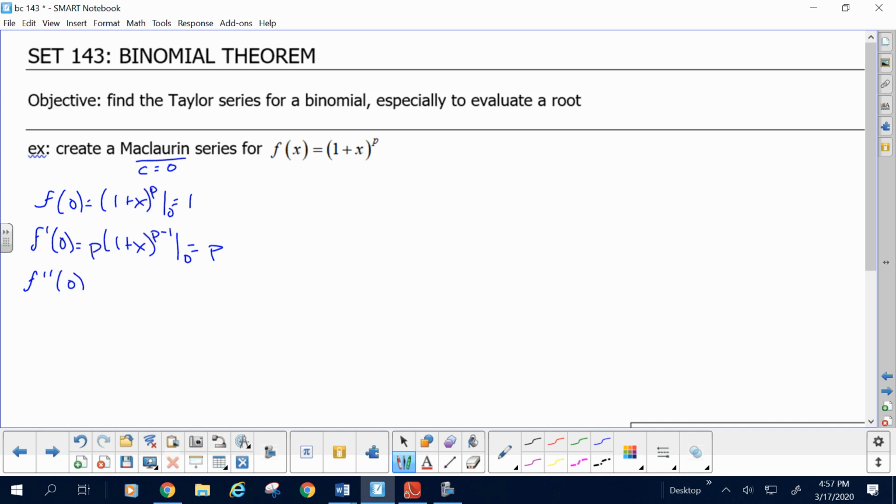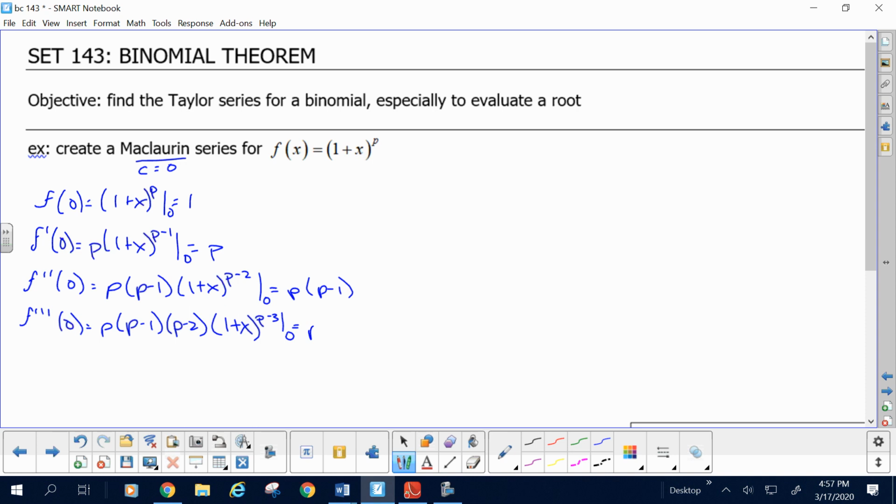F double at 0 is p times p minus 1 comes down, and the power drops to p minus 2 at 0, which is p times p minus 1. And F triple, I think, will be enough. P times p minus 1 times p minus 2, 1 plus x to the p minus 3 at 0. And you can see then when 0 goes in for x, it's just p times p minus 1 times p minus 2. And so on. We could continue, but I think that'll do.